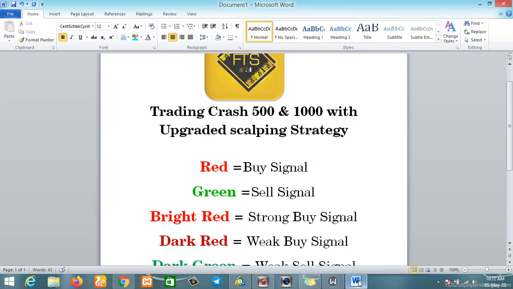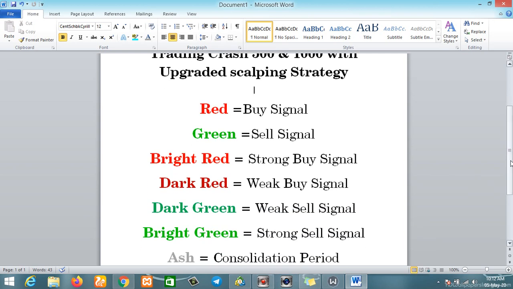Okay, so how do we use this to trade? Now I explained here the functions of each color, what they signify, what they stand for. So the red is for buy signal generally, the green also is for buy signal generally. But the bright red is a strong buy signal. So if you are trading the crash, you should be watching out for the bright red alone, not any other color. So you only trade when it is in the bright red.